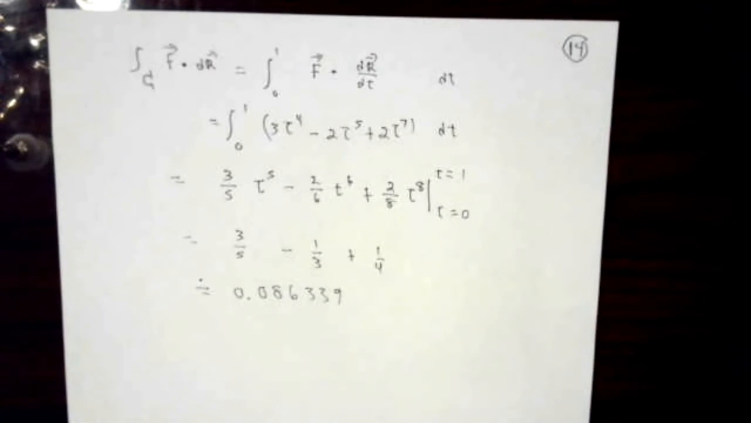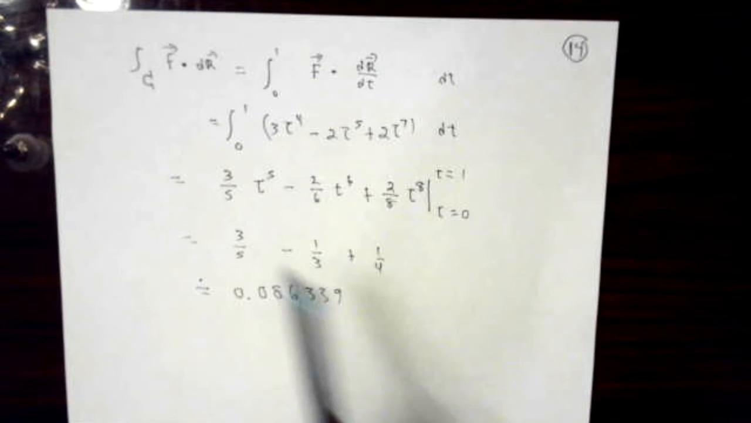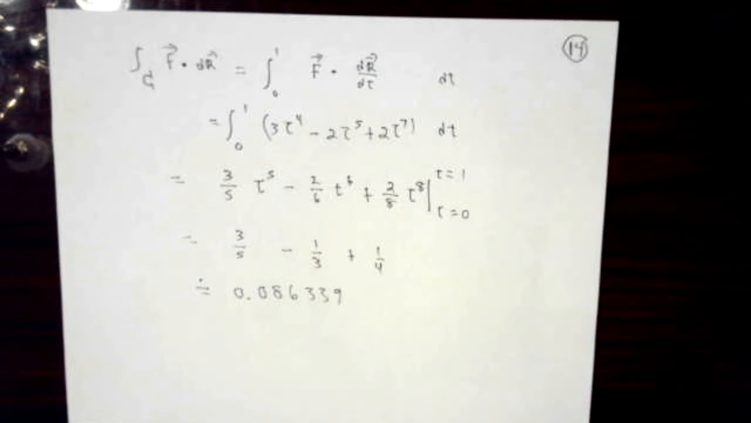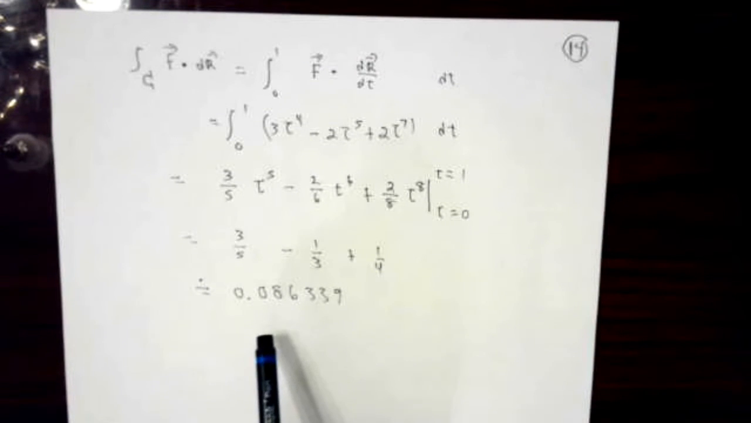After putting that into my integral, I find out that I just have to integrate a polynomial function in terms of t. The antiderivative is easy enough to get. When t is 0, the entire antiderivative is 0. So when t equals 1, you get the only part that contributes. In decimal, in the end, it's about 0.086339.